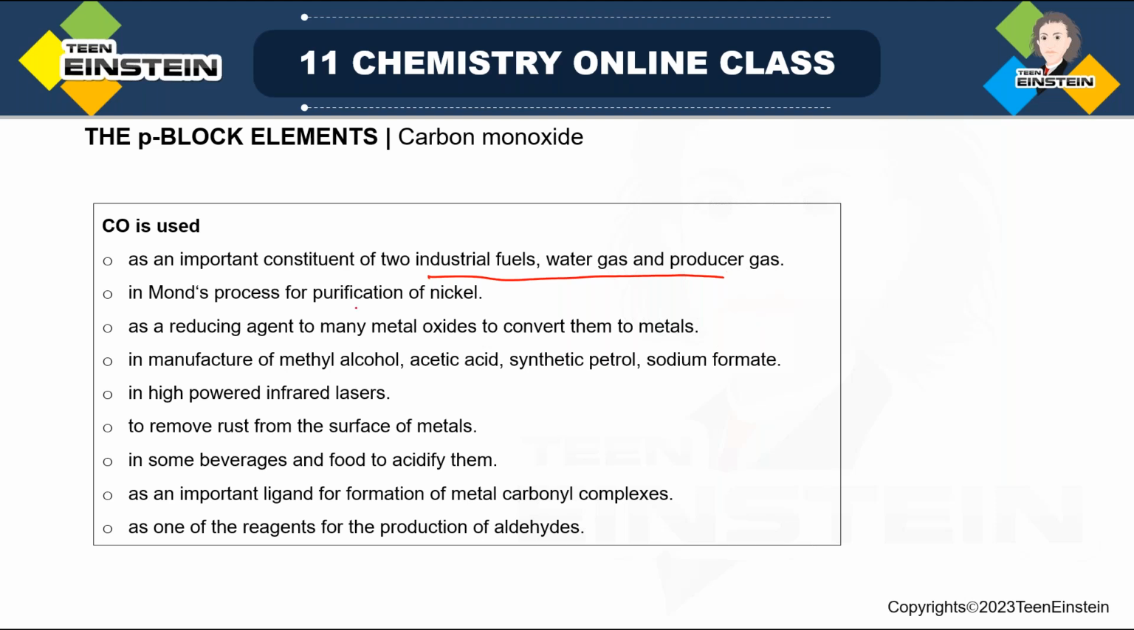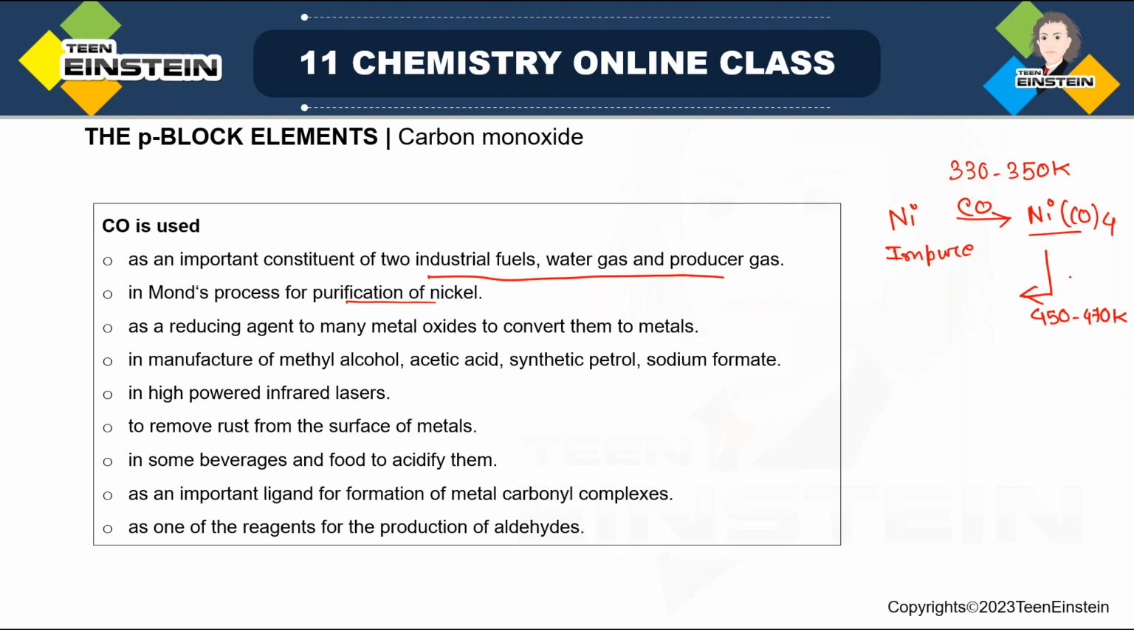And in case of Mond process for purification of nickel. So in Mond process, what we do, suppose we have some impure nickel. First we treat it with CO, and there is formation of nickel tetracarbonyl. Now once nickel tetracarbonyl is formed, then we heat it at temperature 450 to 470 Kelvin, and the first step temperature, this is to some extent lower. So when we are making this complex of nickel, that is nickel tetracarbonyl, then the temperature is 330 to 350.